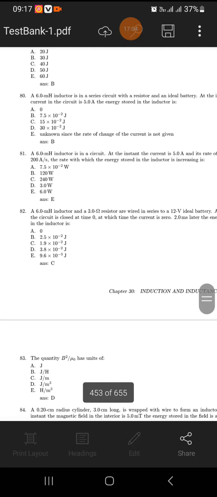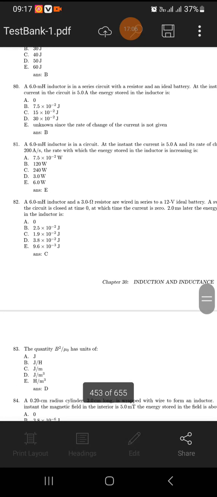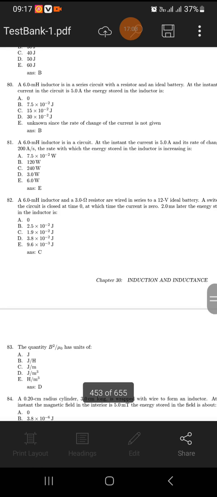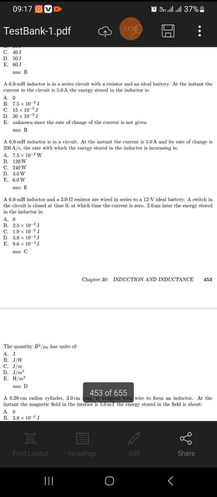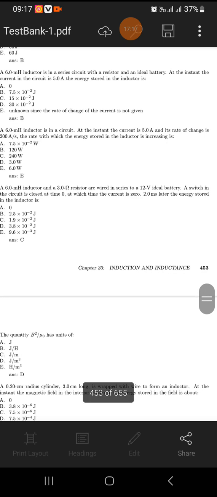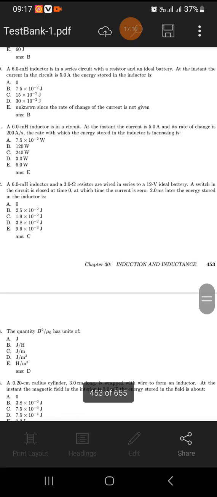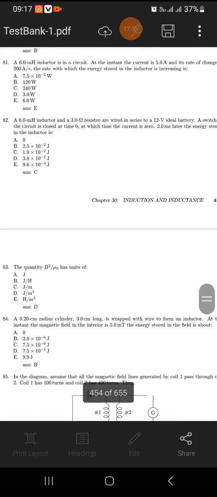A 6.0 millihenry inductor is in a circuit. At the instant the current is 5 amperes, the rate of change is 200 amperes per second. So the rate at which the energy stored in the inductor is increasing is what? It's E. Obviously it's 6.0 watts.